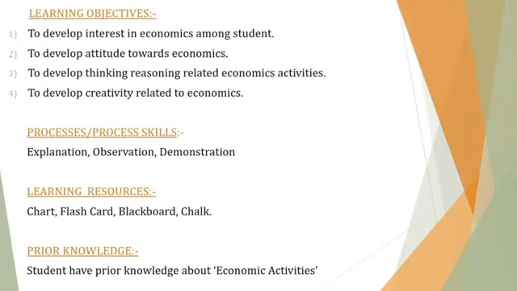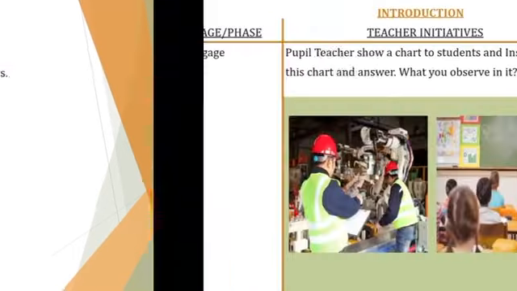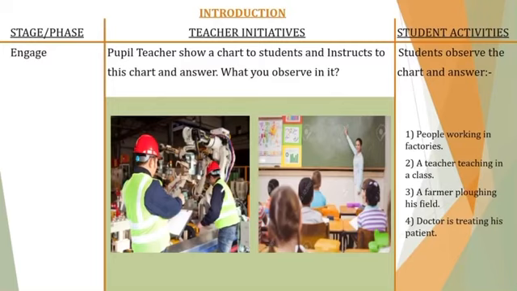These are the learning objectives, processing skills and process skills, learning resources, prior knowledge. Students have prior knowledge about economic activities. First, the pupil teacher shows a chart to students and instructs them to observe this chart and answer what they observe in it. Students observe the chart and answer.